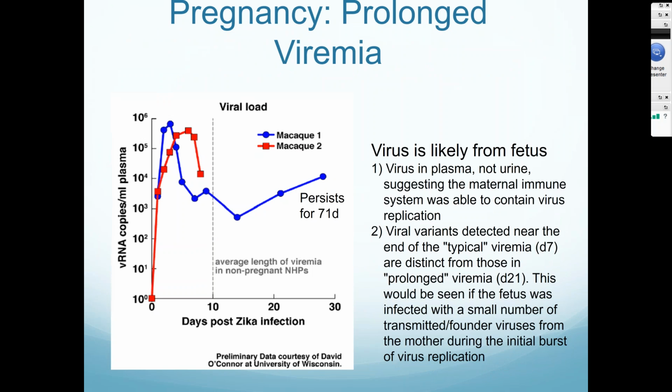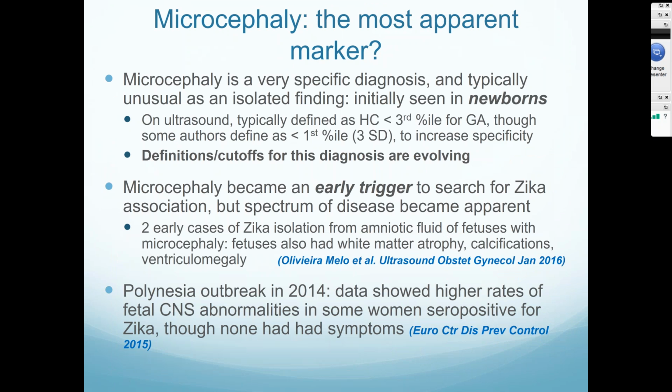As you can see, they've done studies in monkeys, and some preliminary data certainly shows that the virus, when exposed in a monkey, can persist a week or two, and I think that's going to be very important for our understanding. Now, if we just wait for microcephaly as the marker, it's very specific, clearly, and as most people know, it's very difficult to make this diagnosis in utero.